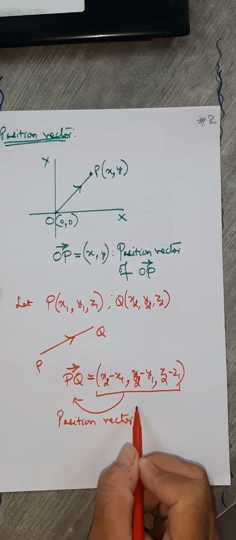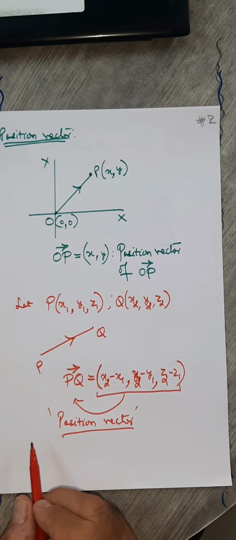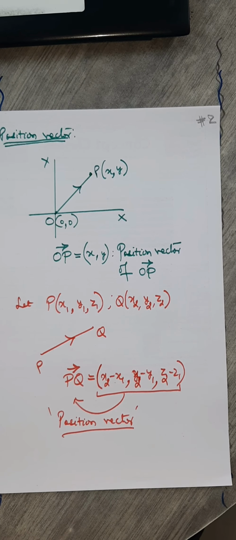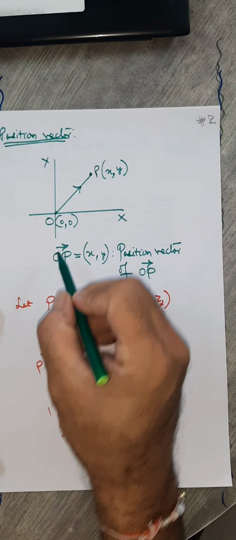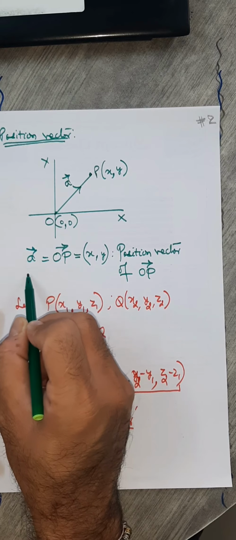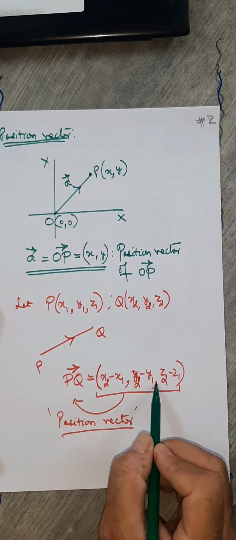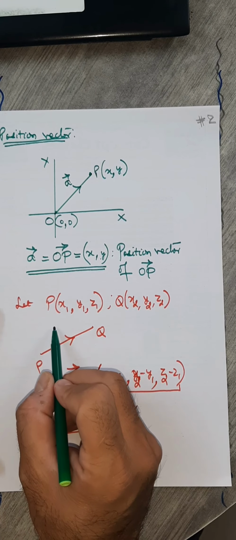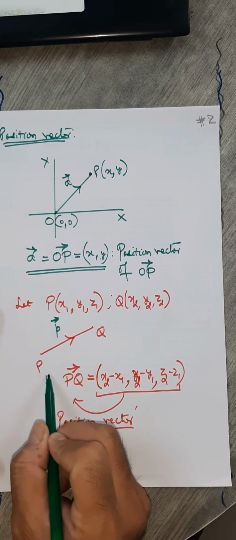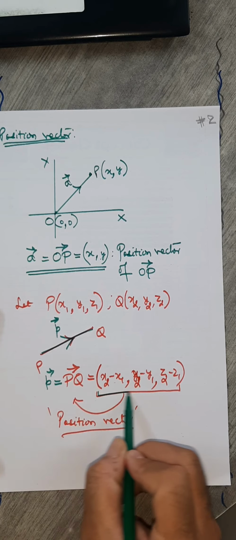What's the position vector? It is just the coordinates representing the given vector. Once you have the coordinates, let me call this vector a, for example. Then the position vector or the coordinates of a are this. Let me call this some vector small p, for example. So small p equals vector PQ. That is this one. This way it is defined.